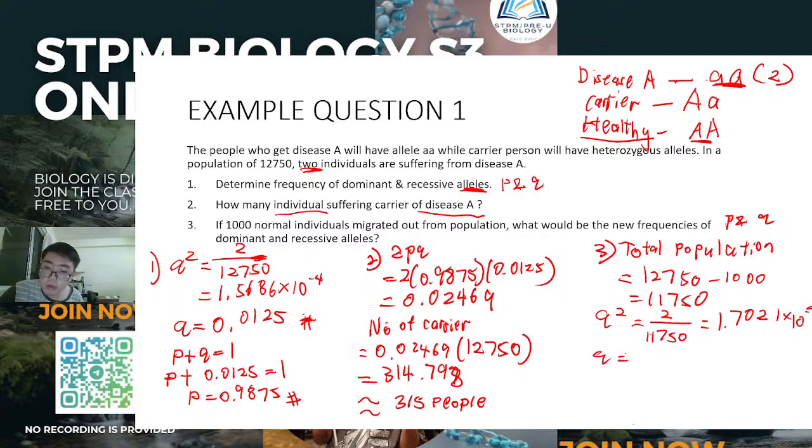Okay, and then you calculate Q. So your Q will be 0.013. Then P equals 1 minus 0.013, so your P will be 0.987. So these are your new allele frequencies for the dominant and recessive alleles, P and Q. Okay, so that's all for this question.